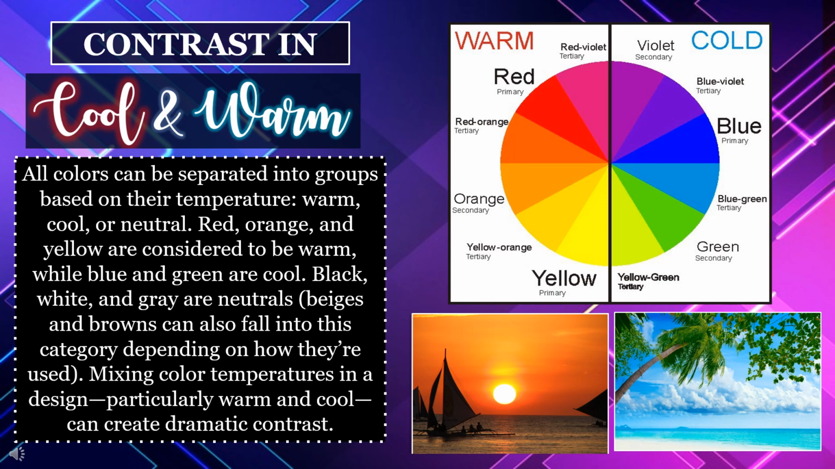Contrasting cool and warm colors. All colors can be separated into groups based on their temperature: warm, cool, or neutral. Red, orange, and yellow are considered to be warm, while blue and green are cool. Black, white, and gray are neutrals. Beiges and browns can also fall into this category depending on how they're used. Mixing color temperatures in a design, particularly warm and cool, can create dramatic contrast.